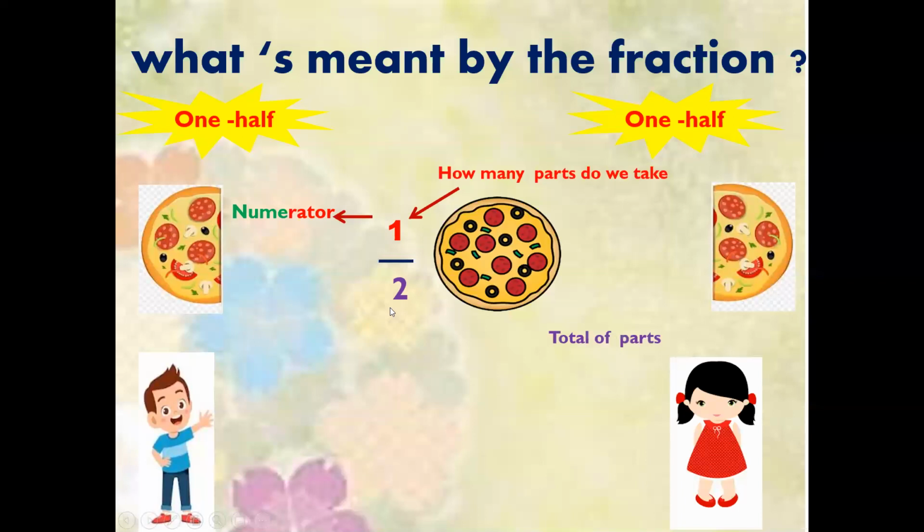And 2 means the total of parts, and we call it denominator. Can you understand with me? If there is any problem, please write in the chat. So it could be 1/2 or one half.